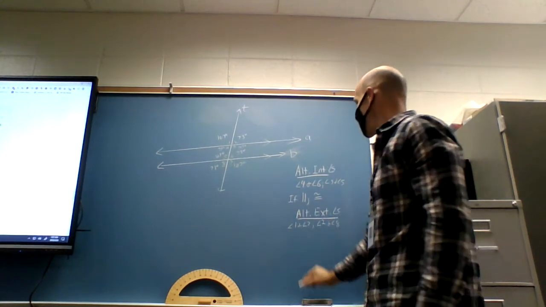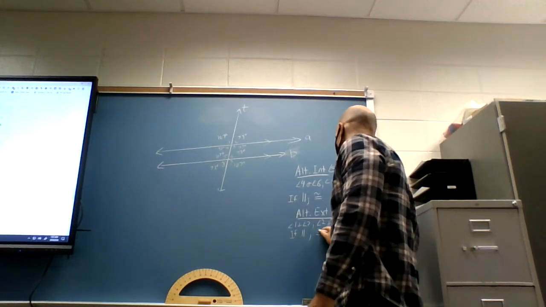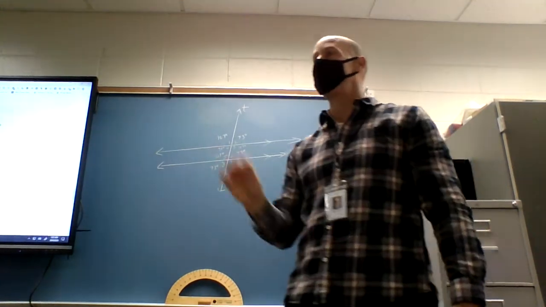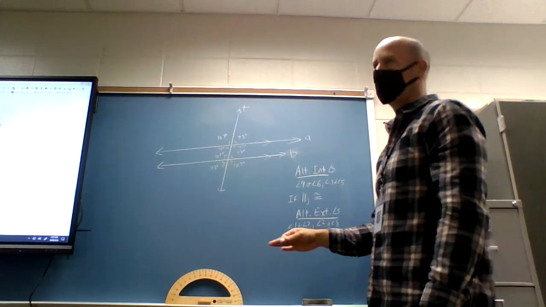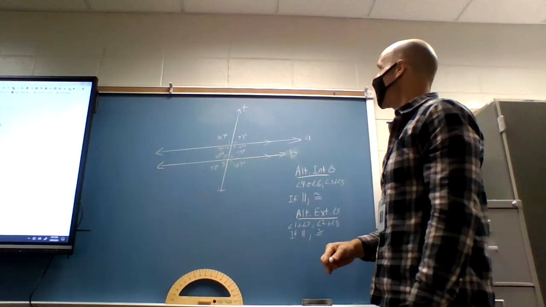And what turns out to be true when those lines are parallel? Yep, they are the same. We call that congruent. If they're the same measure, we say that they are congruent. Okay, we say that they're congruent. That's the definition.